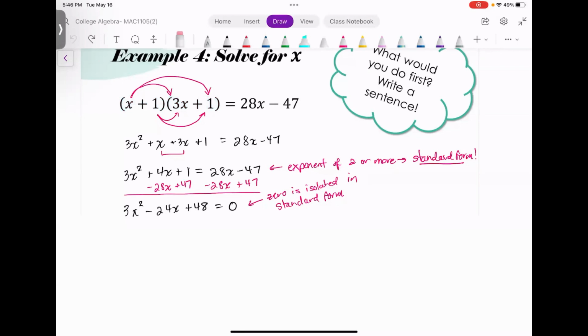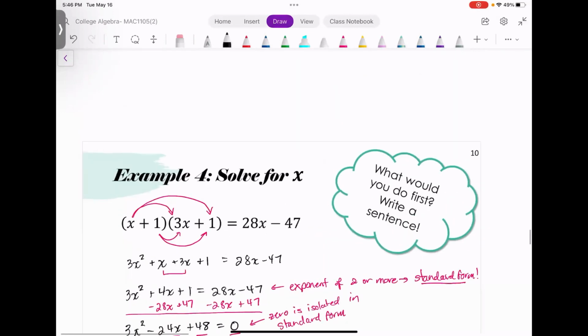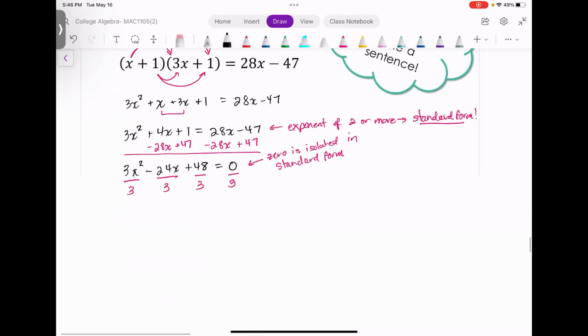So first, everything is simpler if I check for a greatest common factor. So I want to see if I can simplify this at all. And I look and I see that 3, 24, and 48 are all divisible by 3. So I'm going to divide every single term by 3 so that I don't wind up with any unnecessary factors in my answer. And when I say every term, I mean the 0 also. 0 divided by 3 is still 0, but it is important to note that the 3 is divided to every single term in the equation.